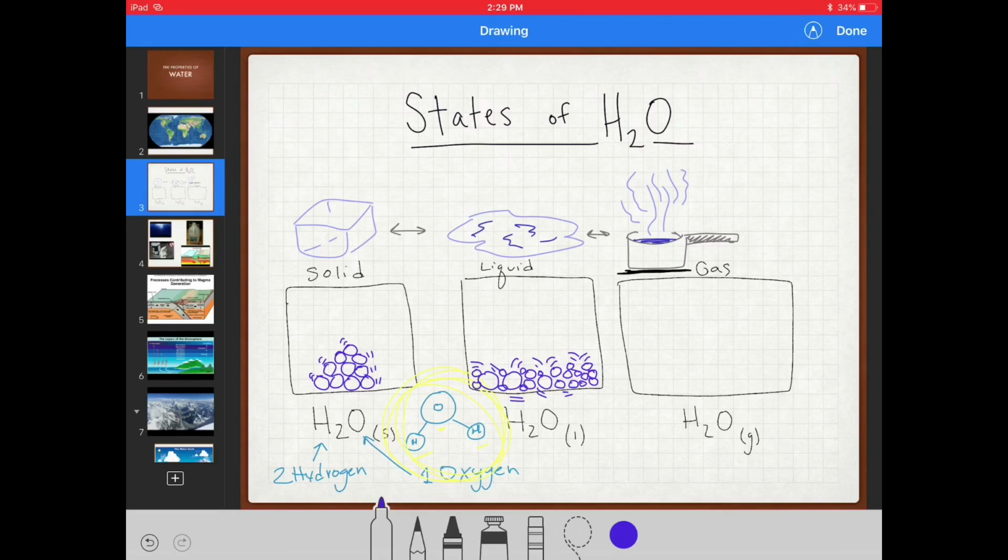And as you can imagine, in a gas, water molecules are going to be bouncing all around. They're going to be flying around, and this is when we have steam. We actually see these water molecules go from that liquid state to the gas state as they fly out of that pan or pot and they enter the atmosphere.